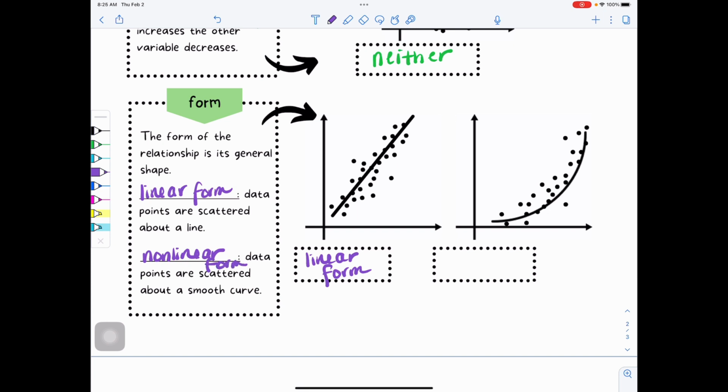And that's where the data points are scattered about a smooth curve. So if you look at the scatter plot on the right, you can see that the points are taking more of a curved pattern. So this one would be an example of nonlinear form.